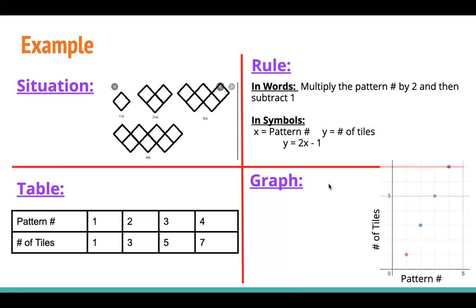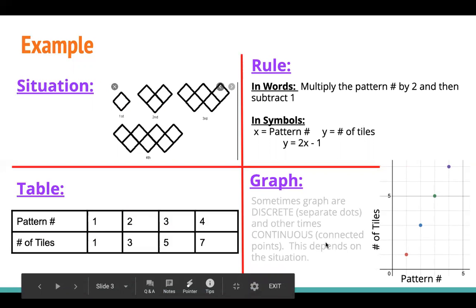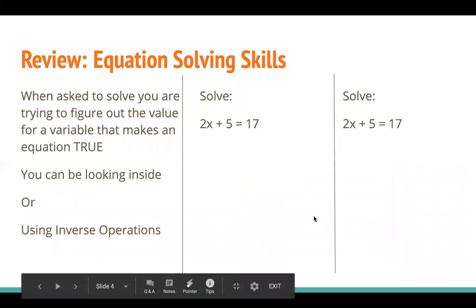And then the graph. Here, notice that these are separated dots and that the axes are labeled. That's important. Sometimes graphs are discrete, like this one, where they're separate dots because there's not really anything in between these two. And sometimes they're connected when I can have any number in between.